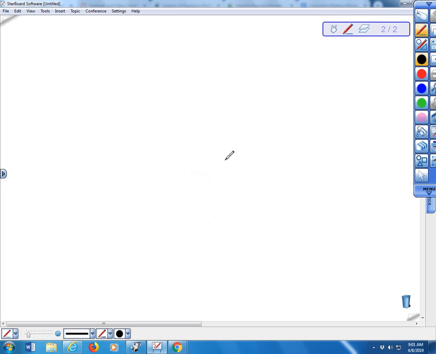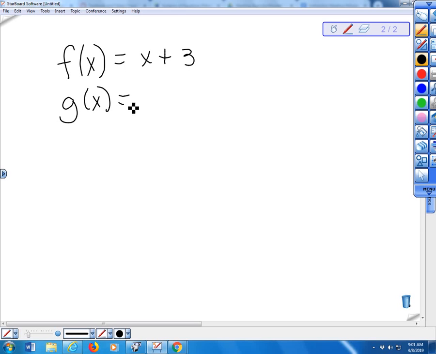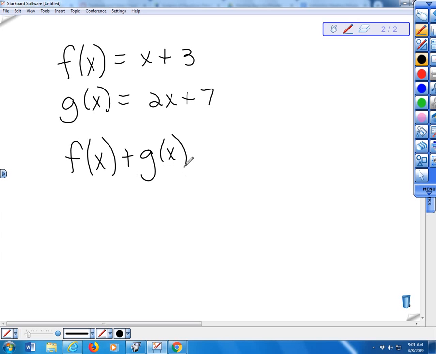Okay, so we're going to talk about function operations today and something specifically called composite functions. We've done function operations a little bit at this point. So like if f of x was equal to x plus 3 and g of x was 2x plus 7, and I asked you what f of x plus g of x was, what would you do? Combine the like terms. Yeah.